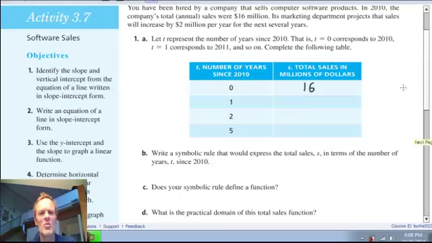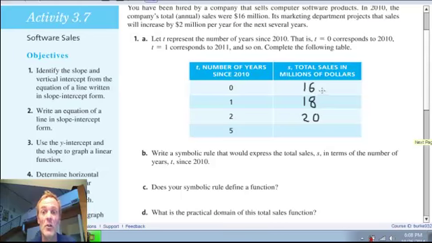If it goes up 2 million each year, then after 1 year, it's going to be 18 million. After 2 years, it's going to be 20 million. And be careful, the next one's not 3 years, it's 5 years later. Now you can do it like this. You can go, okay, 3 years 22, 4 years 24, 5 years 26.